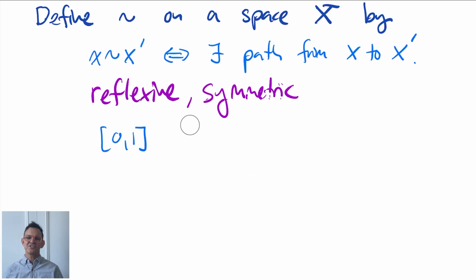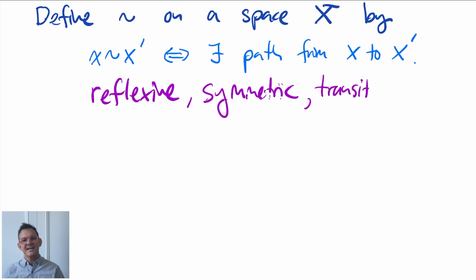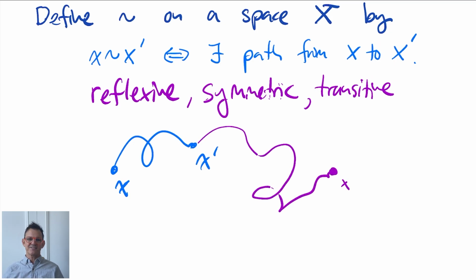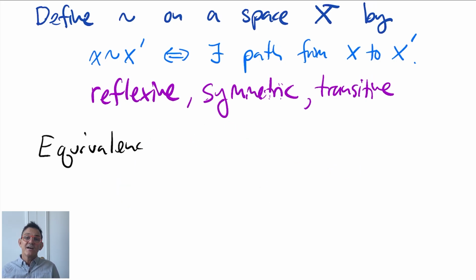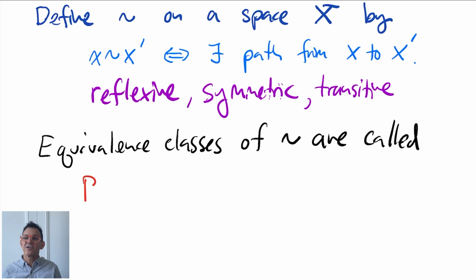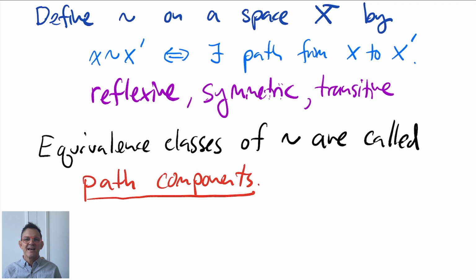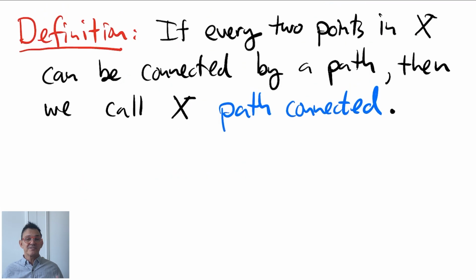And path concatenation shows that the relation is transitive. Given a path from x to x prime and one from x prime to x double prime, the concatenation of these paths defines a path from x to x double prime. The equivalence classes of this relation are called the path components of X. And if every 2 points of X can be connected by a path, using the terminology I just defined, that's saying that X consists of a single path component, then we call the space X path connected.